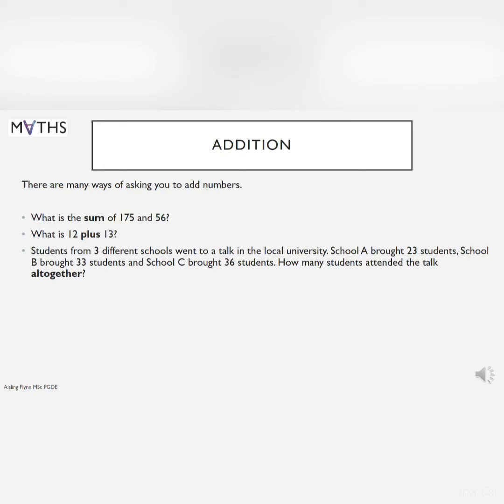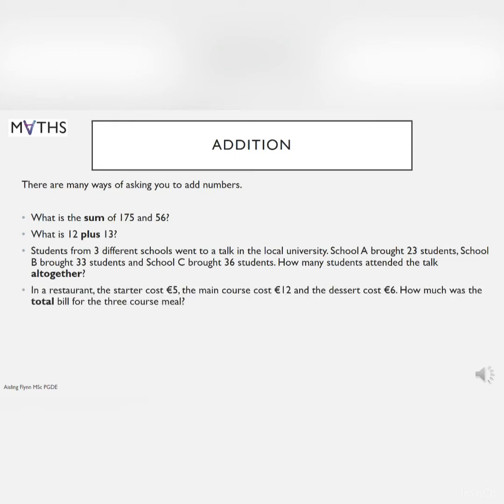Written questions can be used. Students from 3 different schools went to a talk in the local university. School A brought 23 students, School B brought 33 students, and School C brought 36 students. How many students attended the talk altogether? So that word altogether asks you to find the total or the sum, and so you would do 23 plus 33 plus 36 and find the answer.